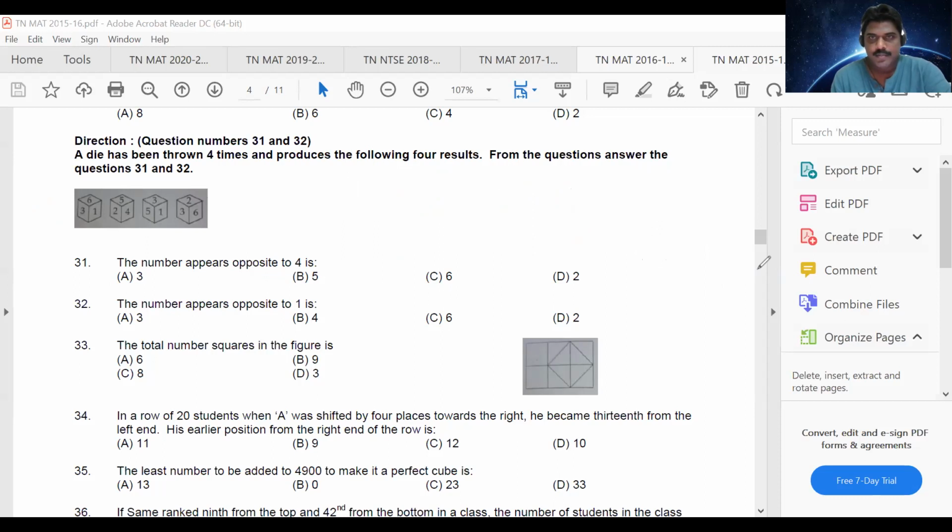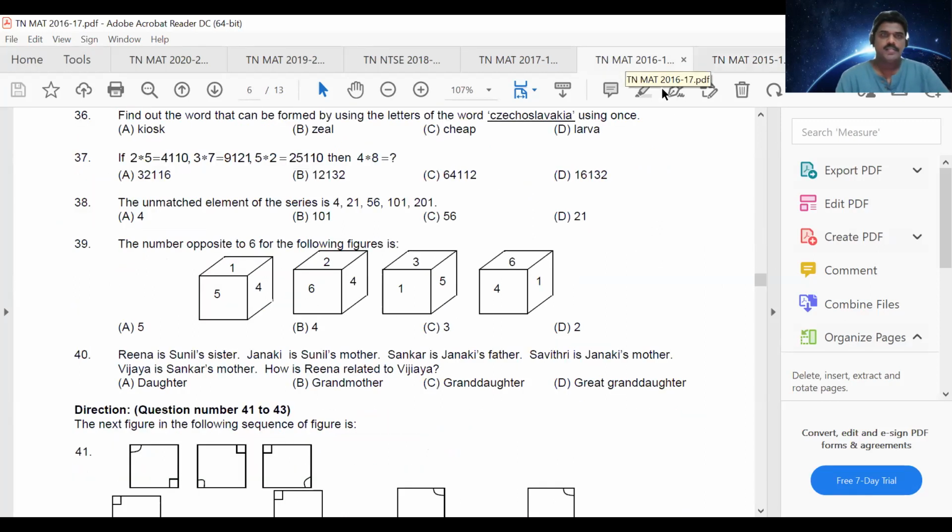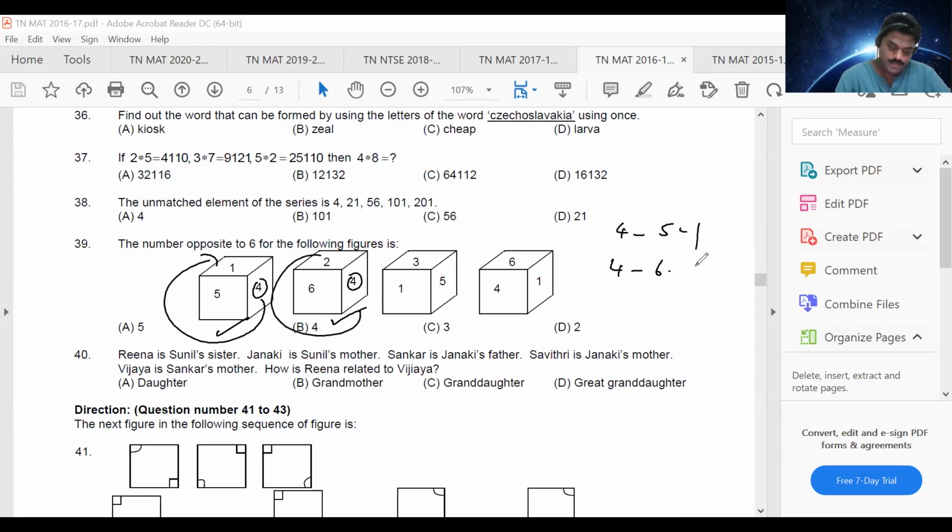And moving on to 2016 now. In 2016, once again, you have the same type of question. So here, I'm going to choose 2 positions which have the same common face, or one common face basically. If you observe, these 2 positions have 4 in common. So I'm rotating. So 4, 5, 1 and 4, 6, 2. The question is which number is opposite to 6. So over here, the number opposite to 6 is 5. Right? Moving on to the next one.